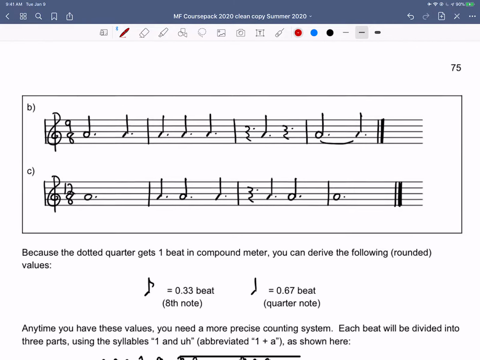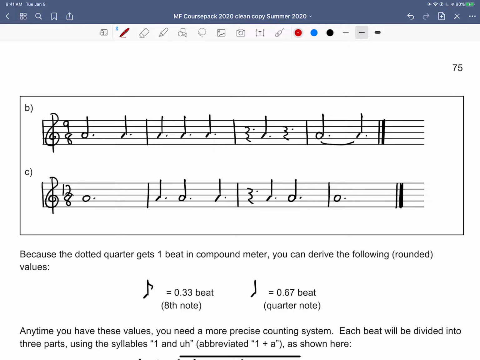Let's do one more from this set. So letter B. Here, we've got a time signature of 9/8. So as soon as we see that, we have to be thinking of our different note values. It's not that the quarter note gets 1, it's that the dotted quarter note gets 1. It's not that the half note gets 2, it's that the dotted half note gets 2, and so on.